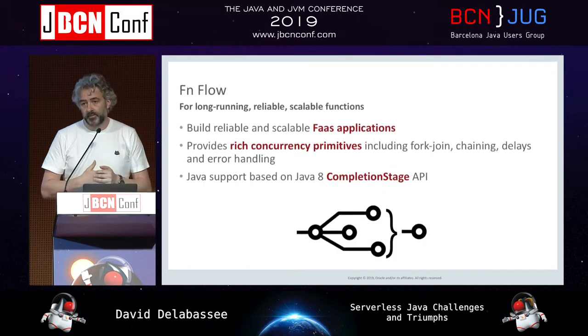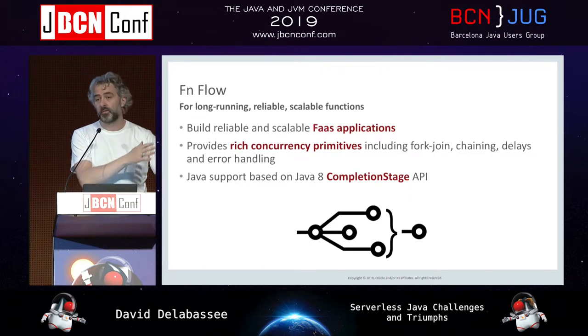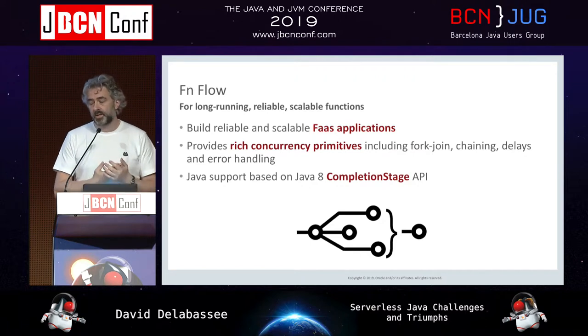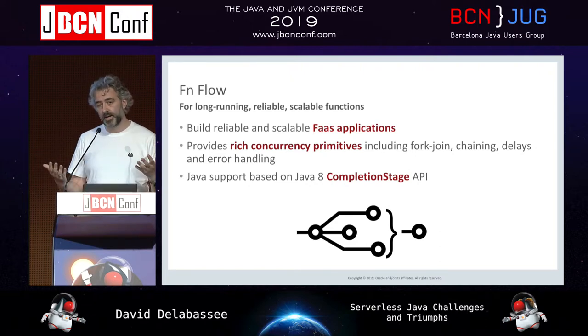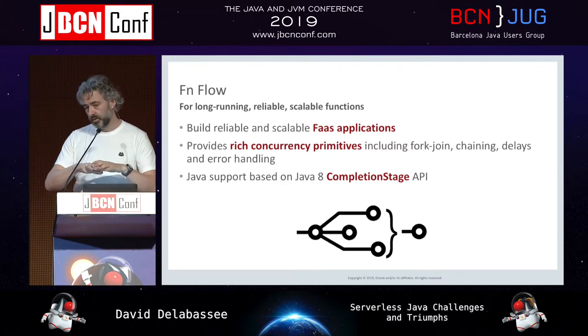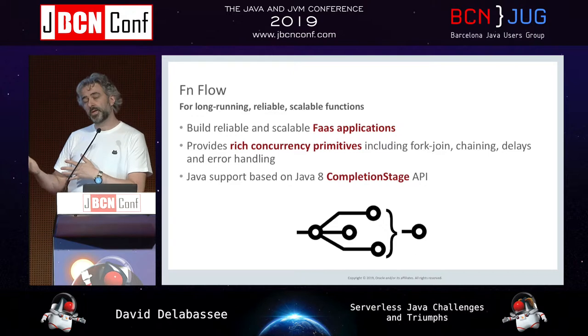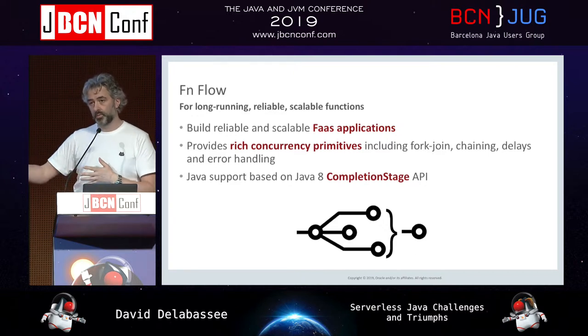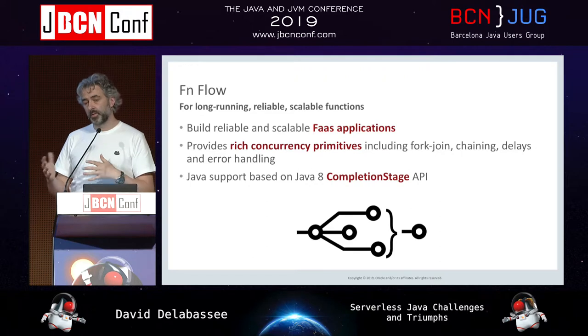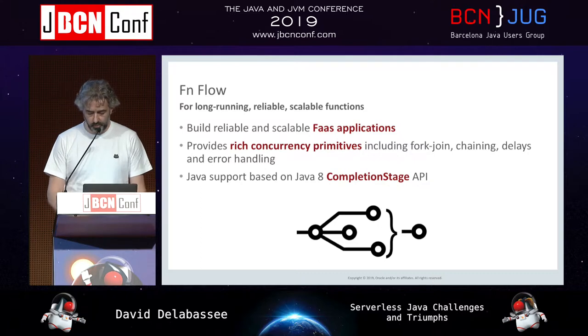So for that, in Fn, we have Flow, and we have an Fn Flow API to handle that kind of orchestration scenario. Technically, it's highly inspired from the CompletionStage API of Java. So in Java, in the platform, we have this API that allows us to define a pipeline execution of asynchronous tasks. Fn Flow is basically the same, except that obviously with CompletionStage, everything happens within the same process, within the JVM. Here, given that we're invoking a function, we're going through the network. But from a programming standpoint, it doesn't matter because everything is hidden away through the API.